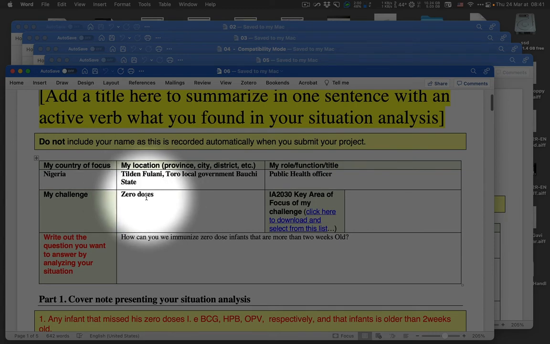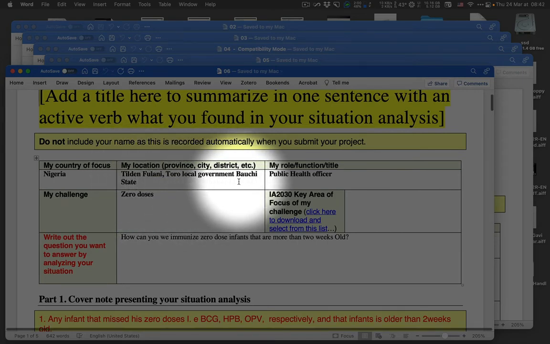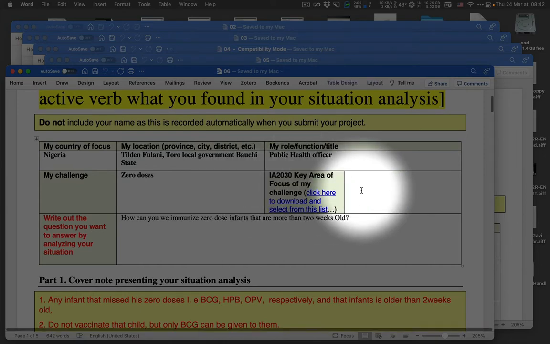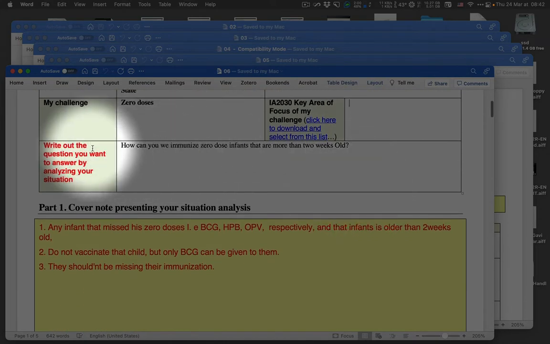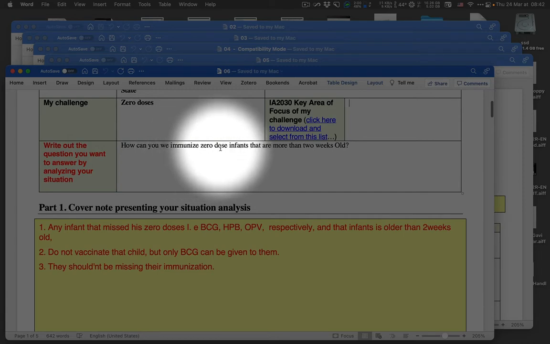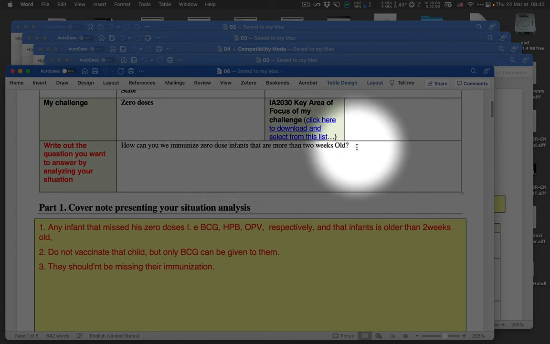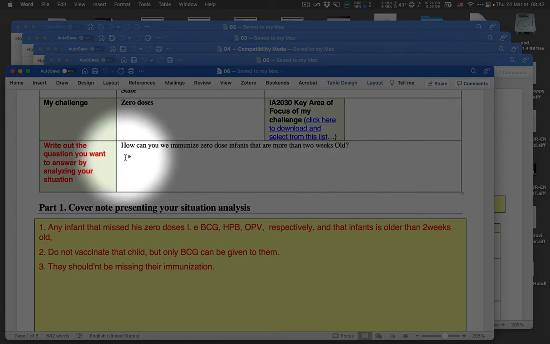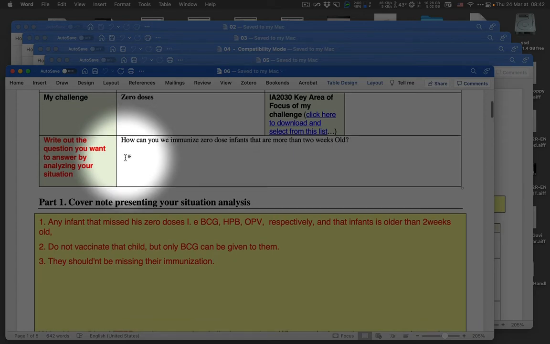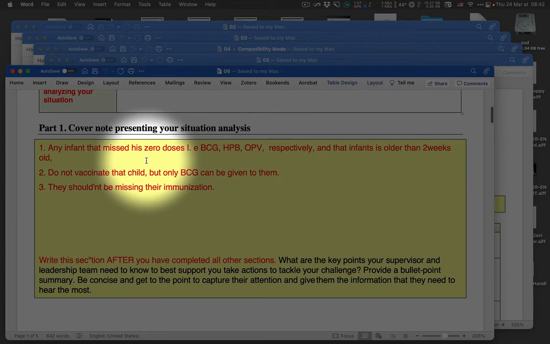My challenge, 0 dose. Please be more explicit, be more specific. What is the 0 dose challenge in Tilden Fulani? In Toro local government in Bauchi state? No, we're missing the key area of focus here. How can you immunize 0 dose infants that are more than 2 weeks old? So that feels like it's on the way to being the right question, a question you can answer by analyzing the situation. With 0 dose, it's reaching them to immunize them. So maybe that's just a way of saying it, I'm not sure.